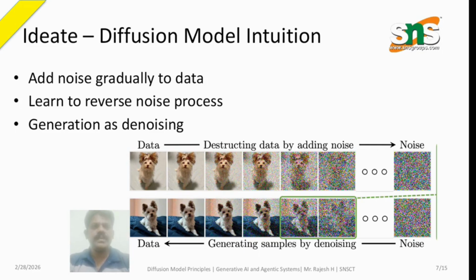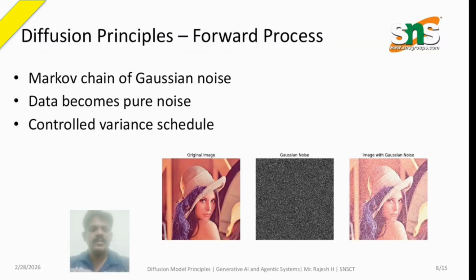So here an example is given. Initially the cat image, or I think it's a dog image, yes, and how the data is being destructured by adding more noise, which means adding more pixels, and finally the noisy image. From that image, we call it a Gaussian image. From the Gaussian image, the denoising process happens in reverse, and finally we are able to create a photorealistic dog image.